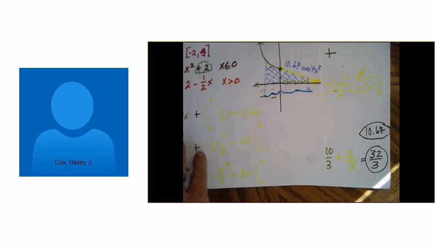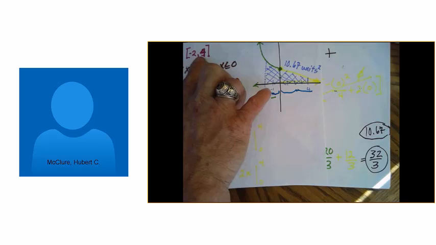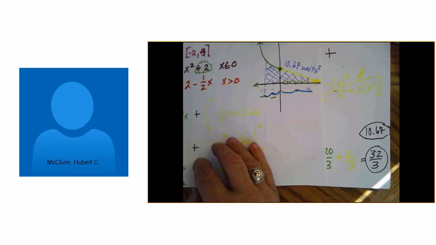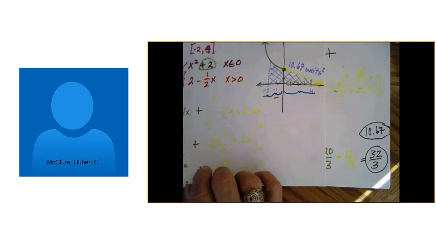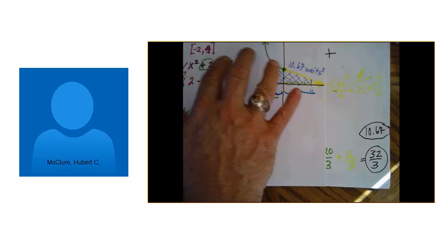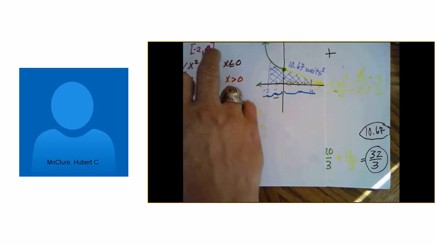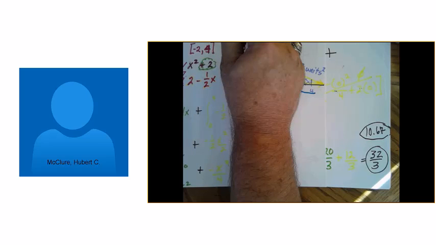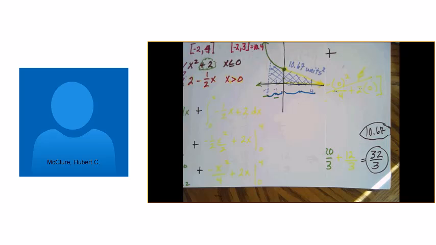The original question was negative 2 to 3, and for some reason, I decided to put a 4 right there. I have no idea why, so I changed it to 4. For those people watching on the video, make sure you understand why it's different. So if you go from negative 2 to 3, the answer is 10.4. So write that down. If you do the original negative 2 to 3, the answer is 10.4 square units. Any question on that one?